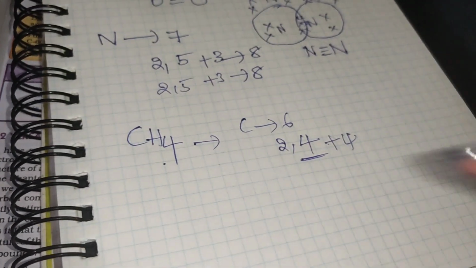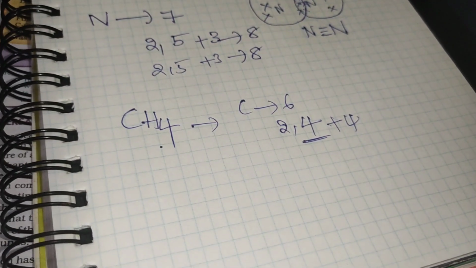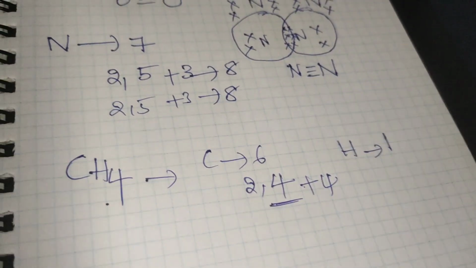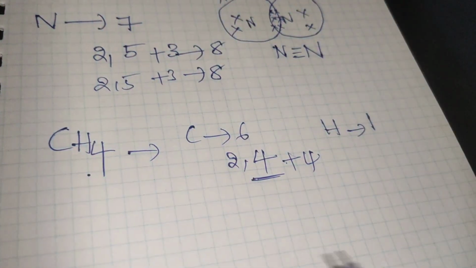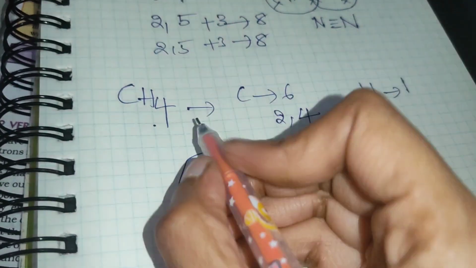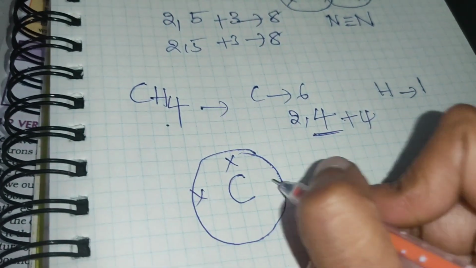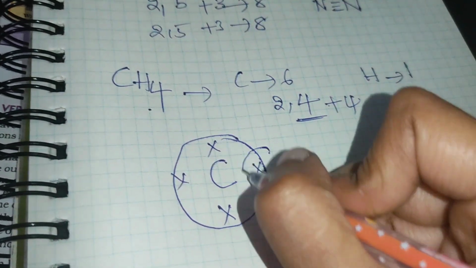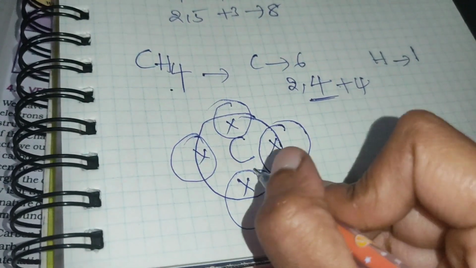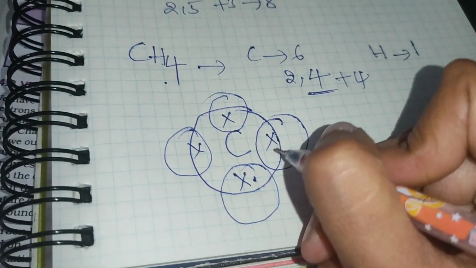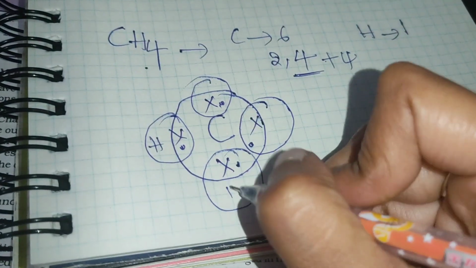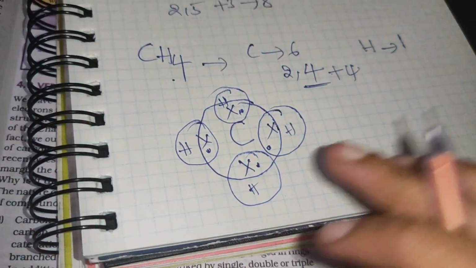We know that hydrogen has atomic number 1. So 1 electron. So this 1 electron is shared by 4 bonds of carbon. So carbon has 4 outermost electrons, and 4 hydrogens combine with this. Each also has 1 electron. I am representing it with a dot to differentiate both. So these are the 4 hydrogens. So like this we can draw CH4.